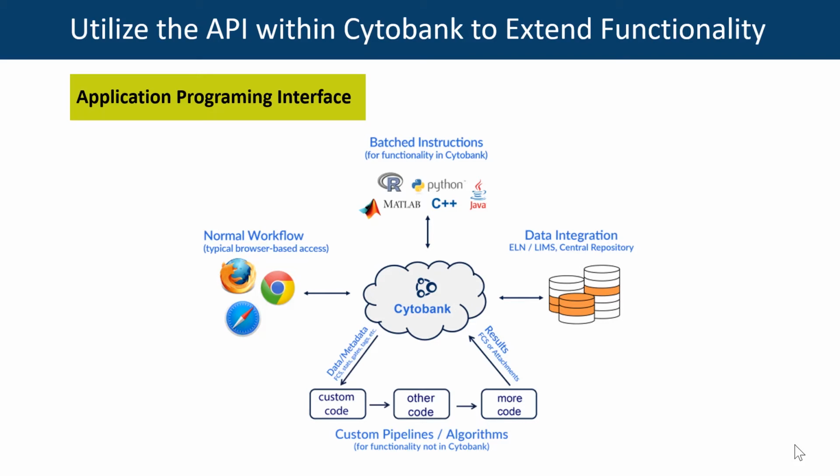The other thing we can do is send data out to a LIMS or central repository. And so the API just allows us to extend the functionality outside of the cloud and continue to build what we need to build to further our data analysis.